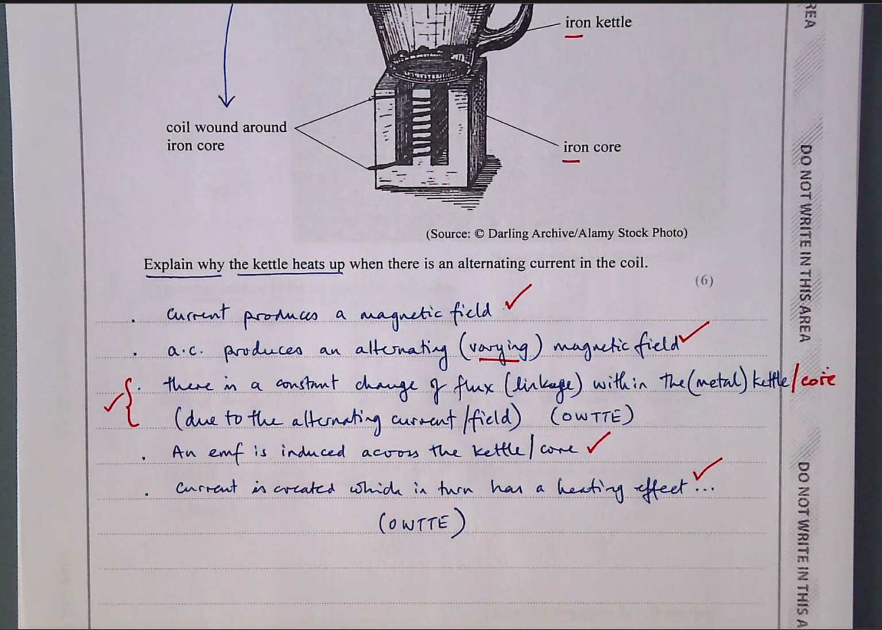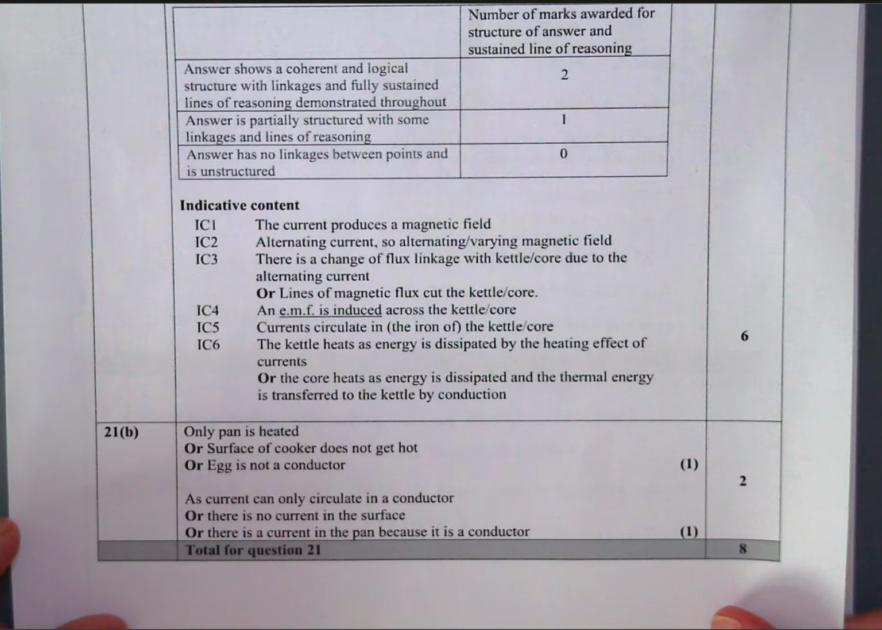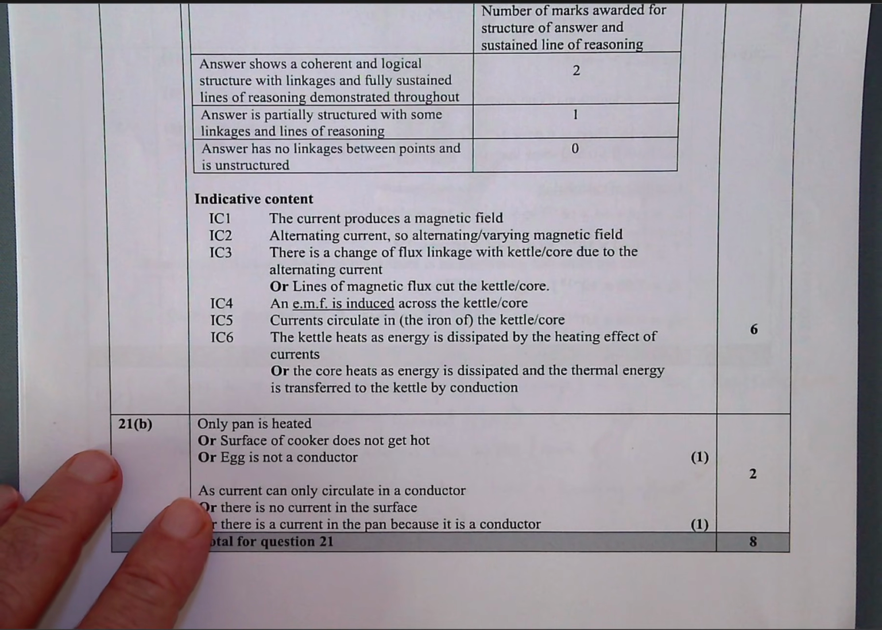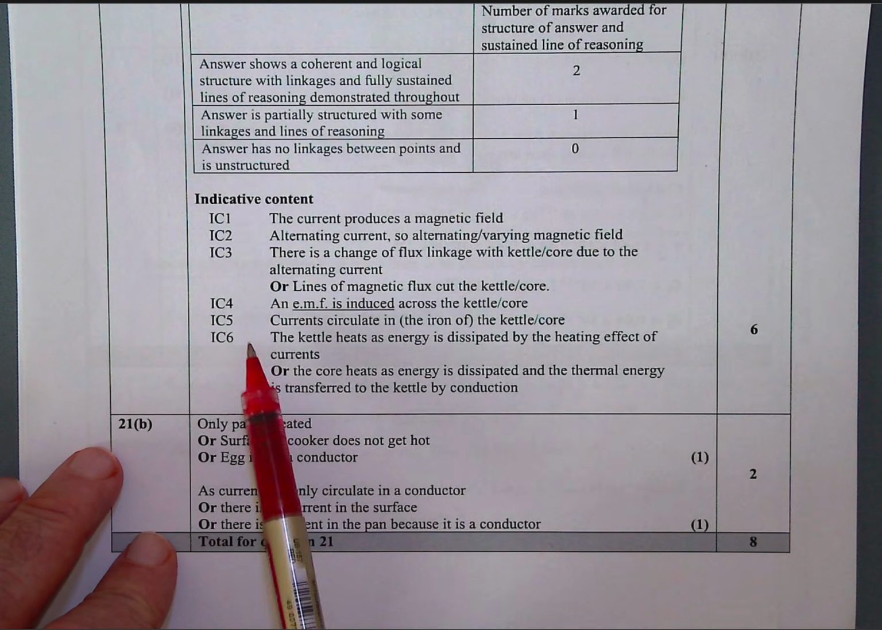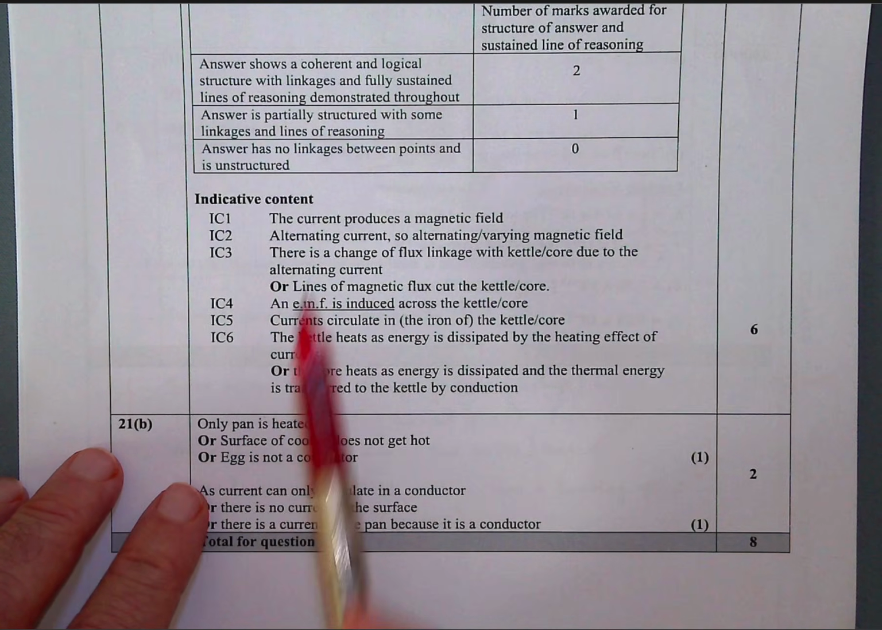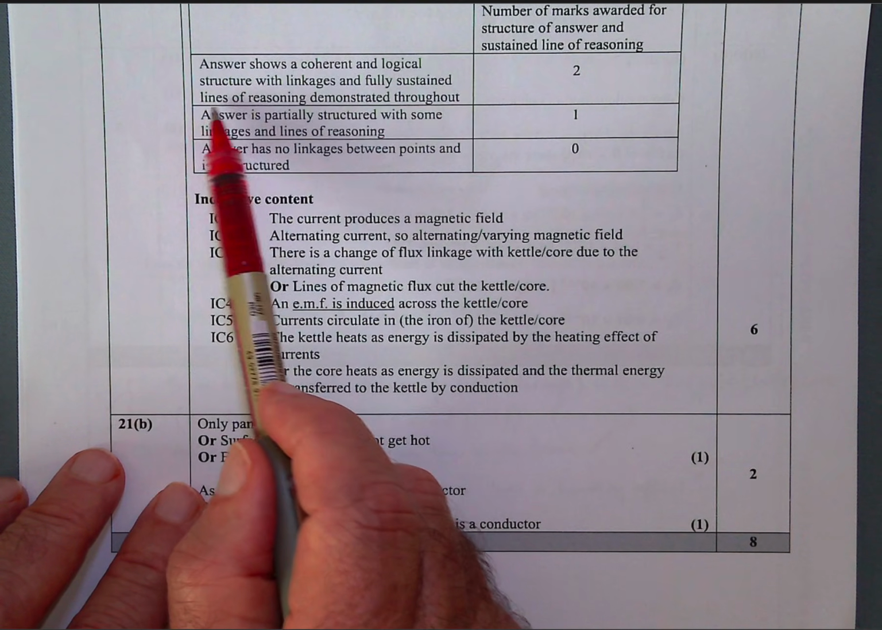So I'm just looking at the mark scheme to see what point I have missed. As long as you're explaining this clearly, we're in question 21, just looking for it. Okay. So here's the content that they're looking for. Obviously, the way you write your answer can also gain you the marks. So any of these points you can get, but the answer must also show a coherent and logical structure with no confusion. Yeah, so lines of reasoning demonstrated.